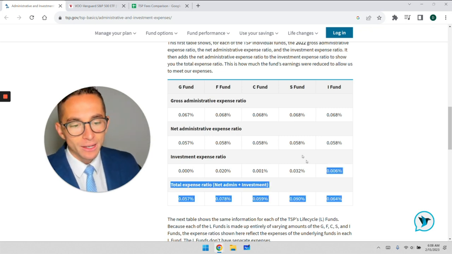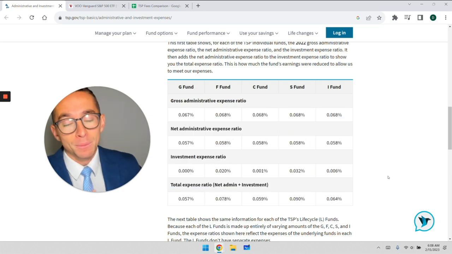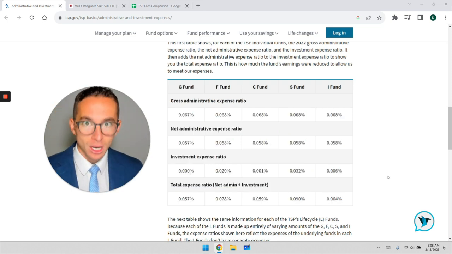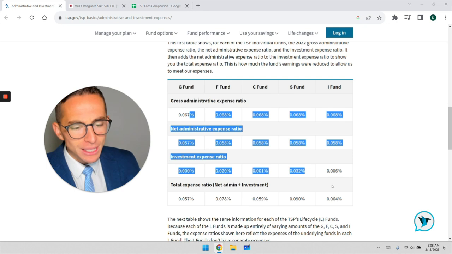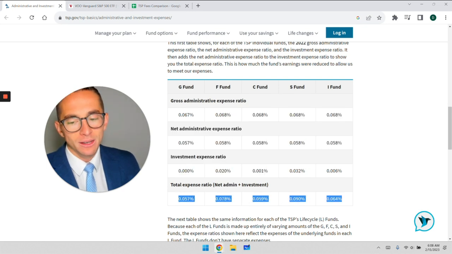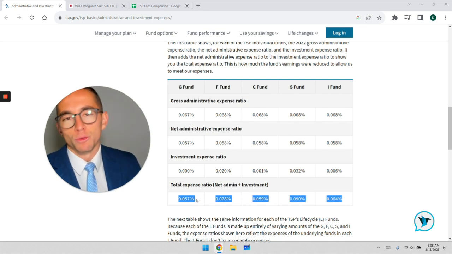As you see right here, this chart shows percentages, and that is what the fees are. Basically, they charge a percentage of the amount of money you have in each fund. Okay, so for example, as you see, there's different types of fees, but the column you want to pay attention to right here is the bottom row, okay, bottom row. And basically it says the total expense ratio. So everything added together, what's the total fee?